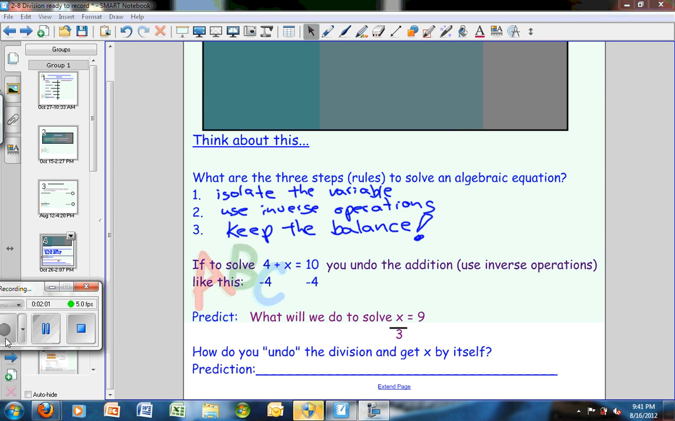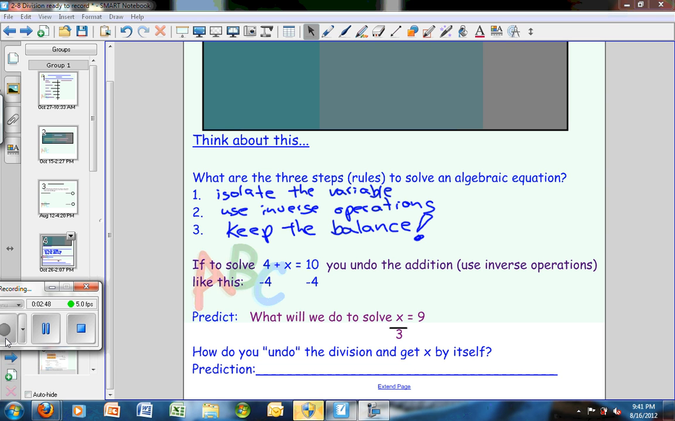All right, so how'd you do? Hopefully you came up with isolate the variable, which is our goal, use inverse operations, and keep that balance. Even as you get into high school algebra, these are your basic rules to solve any equation. So for example, to solve 4 plus x equals 10, you undo the addition. You use the inverse of addition, which is subtraction. You're going to subtract 4 from the side with x. But again, we have to keep the balance. Since we took away 4 from that side, you're going to take away 4 from the other side as well. The 2 sides have to be the same as each other. If you take away from one without the other, you're going to tip that balance.